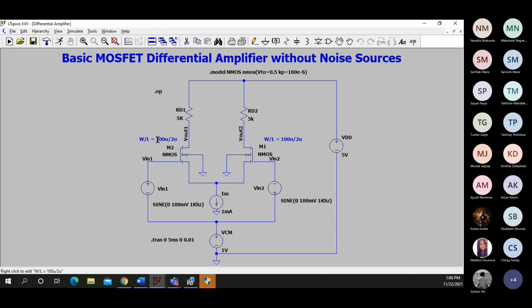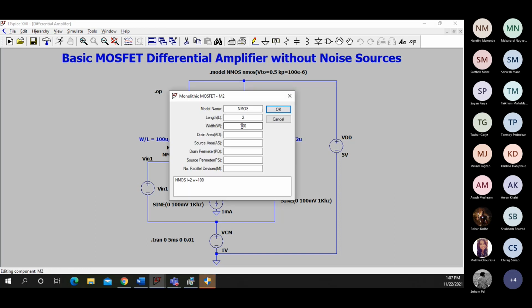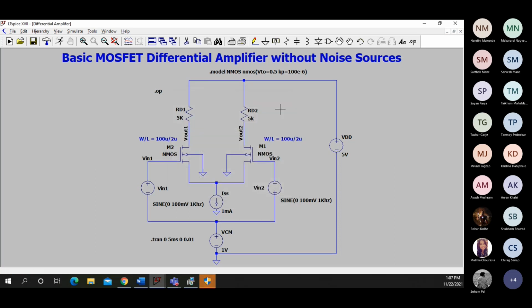See here, when you write W by L, this blue line is a comment. By writing like this, you will not actually set the W by L inside the MOSFET. You need to right click on this, and there you will get an option of width and length, where you have to set the W and L. Please do this. Once done, put your screenshots in the chat box, and only then will we go ahead. In the meantime, any doubts, please ask.